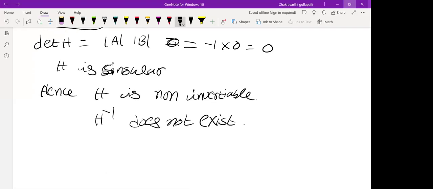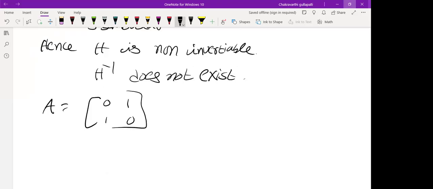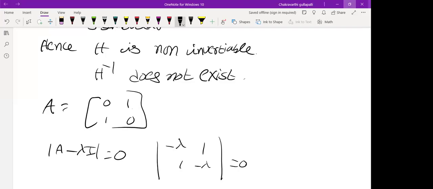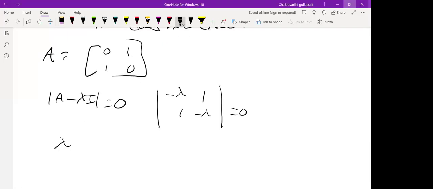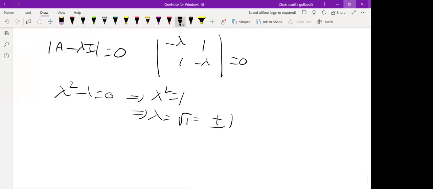Now we want the eigenvalues. So A is [0 1; 1 0]. What are the eigenvalues of this? We have to apply determinant of A minus lambda I equal to 0. Subtract lambda. I thought somebody would say 1, 1. If it were diagonal, then 1, 1. But this is not diagonal, so be careful. Some of you may be tempted to write that. The answer is plus or minus 1. So the eigenvalues of A are minus 1, 1.